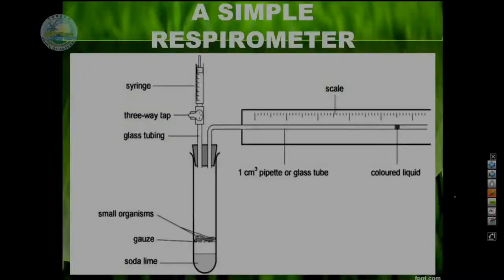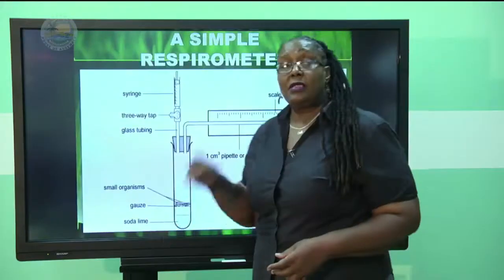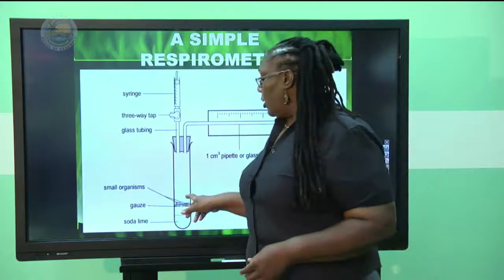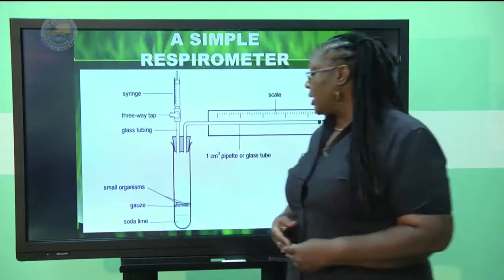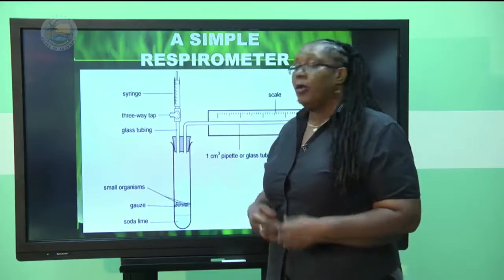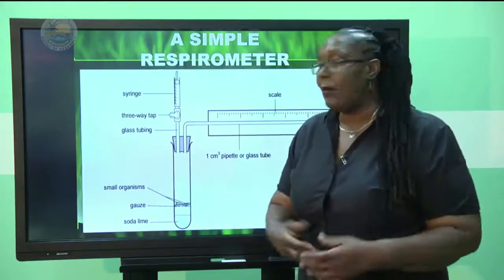So here we have a tool, a simple respirometer, which the syllabus says you should know. There are some important parts there that you must appreciate how they are used in carrying out this experiment. What we are trying to do here is to measure the uptake of oxygen. So we know living organisms, as we recognize, will carry out aerobic respiration, and so they will be taking up oxygen. But we know they will also be producing carbon dioxide.